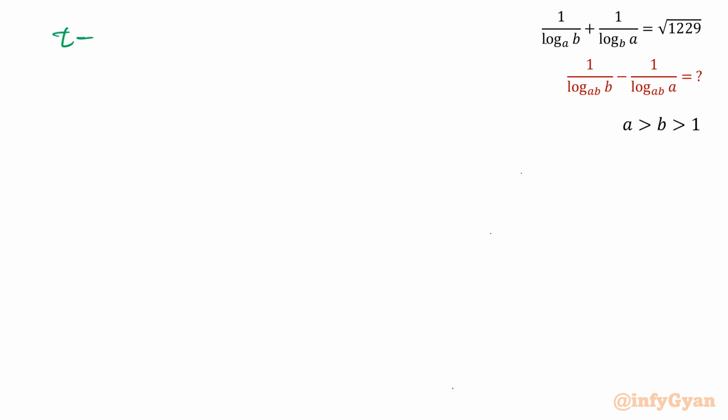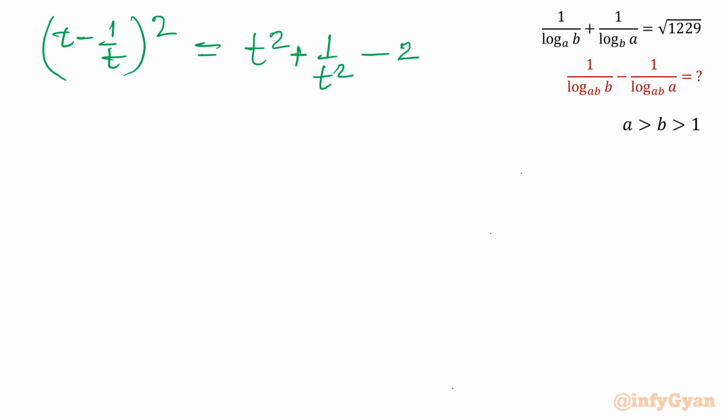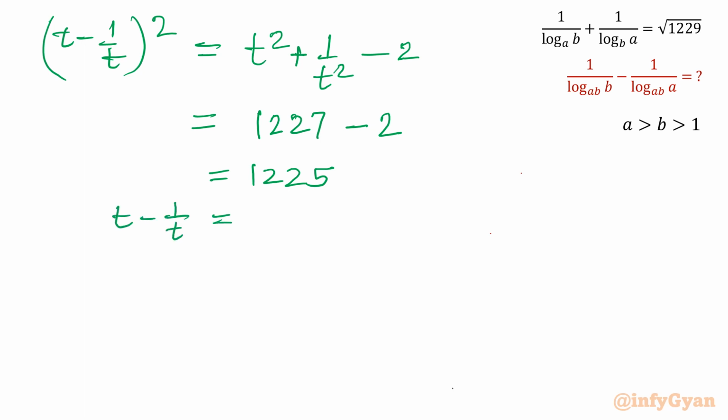So what I am going to find out is the square of that. Okay, why? Because I can then use t square plus 1 over t square directly. So that square would be minus 2. t square plus 1 over t square we have just calculated. It was 1227 minus 2. So the value will be 1225. If you take the square root on both sides, you will get plus minus 35.